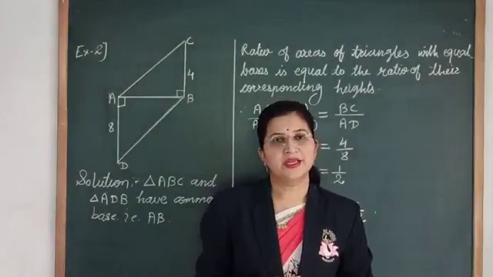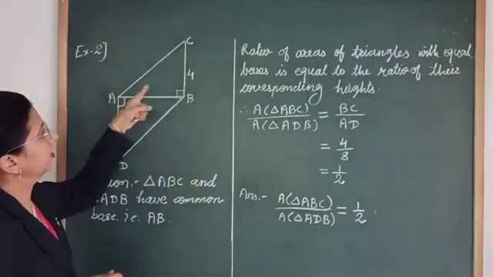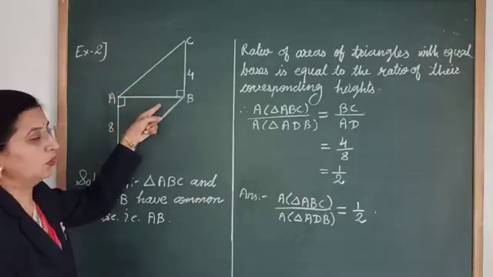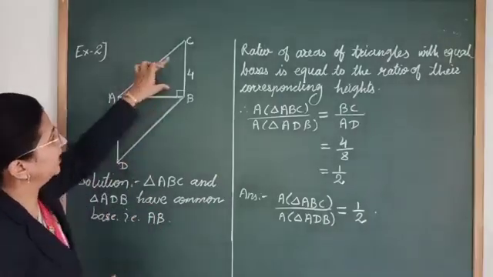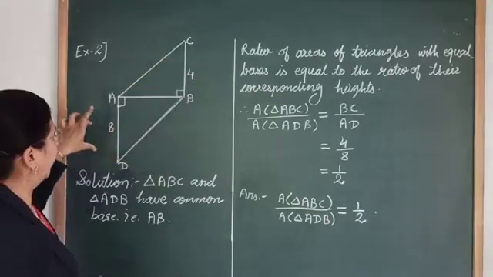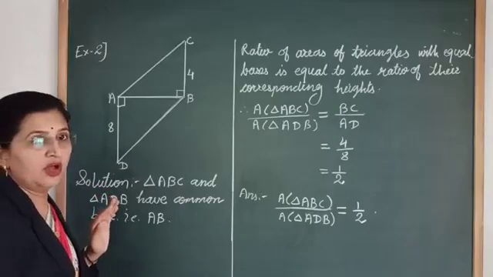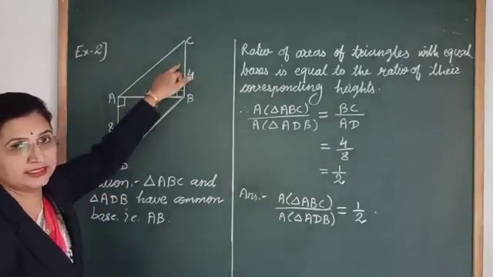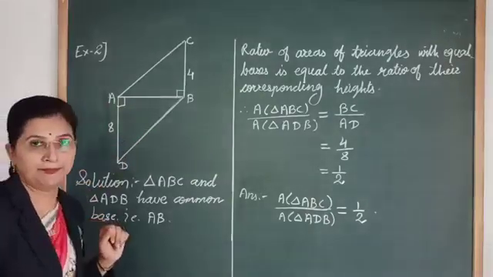Dear students, in this question we are given the figure. You can see here BC is perpendicular to AB and AD is perpendicular to AB. And the length of BC is given 4, AD is given 8. And we are asked to find the ratio of the area of triangle ABC to the area of triangle ADB.